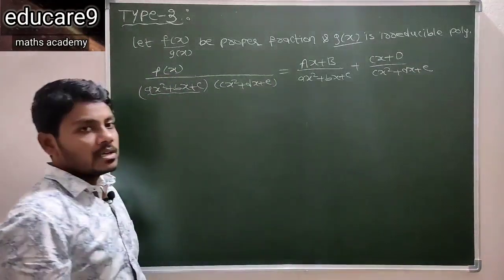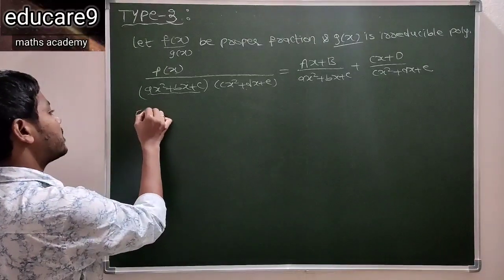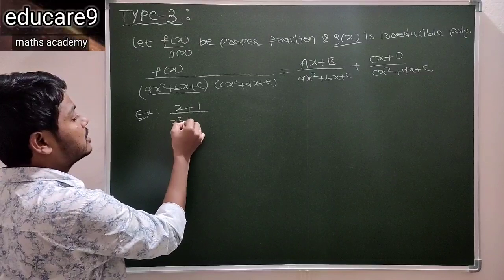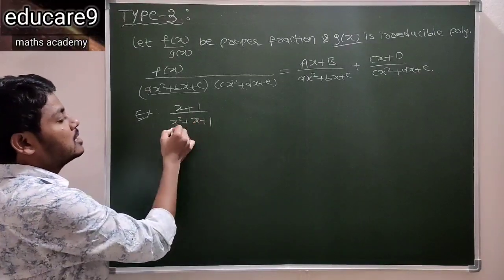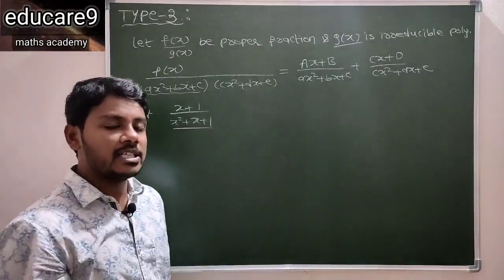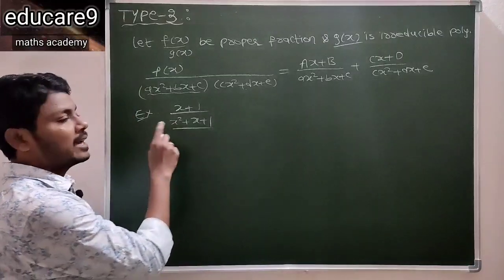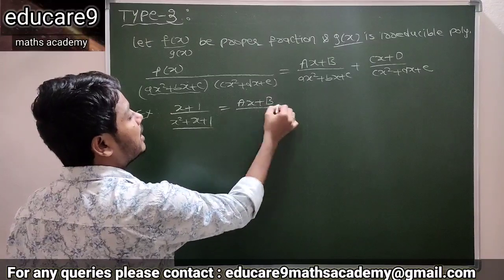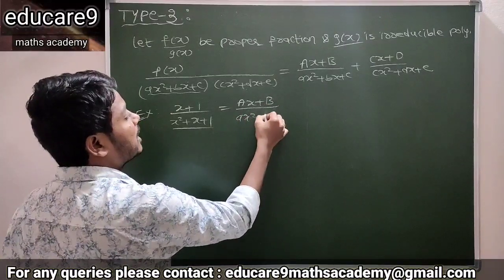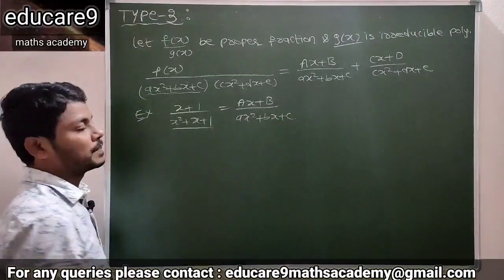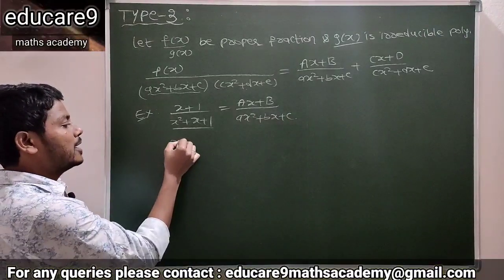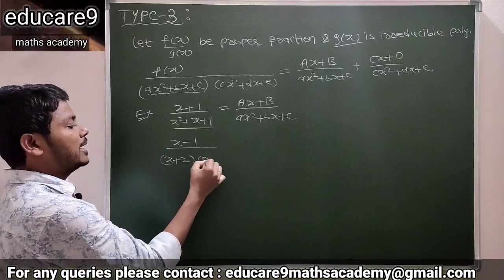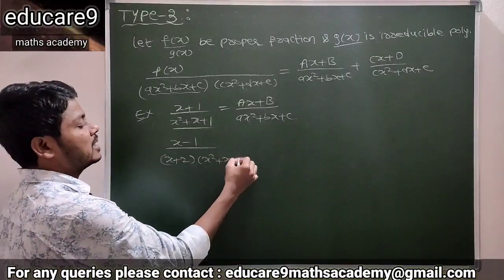Okay. So here, for example, x plus 1 by x square plus x plus 1. So clearly x square plus x plus 1 is an irreducible polynomial. So in that case, this can be written as ax plus b divided by x square plus x plus 1. Okay. See here another example, x minus 1 by x plus 2 into x square plus x plus 1.